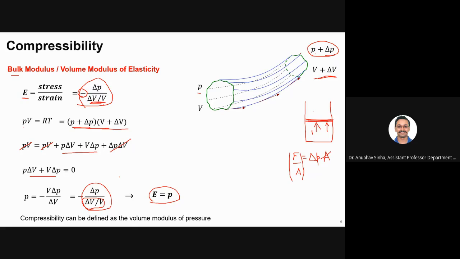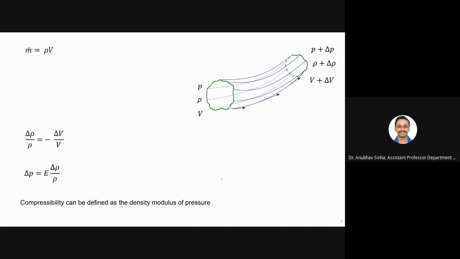Is it fine? Yes. Or I can write E in this form also, minus V dP by dV. So this is just the same equation in a different form. Moving on. I have not done the animation properly.